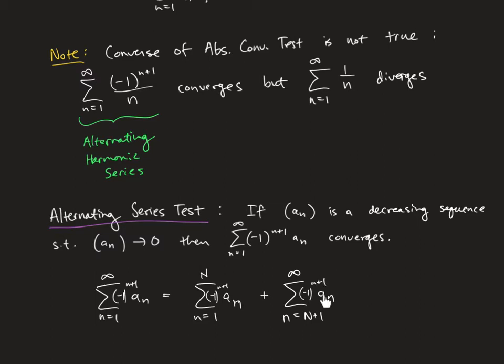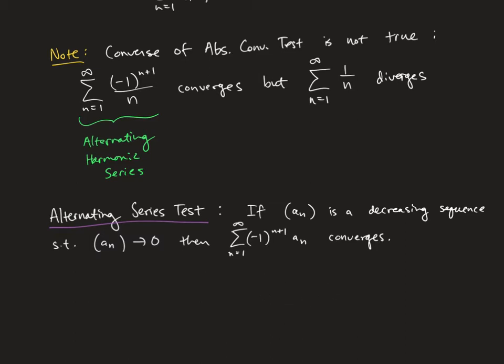So as long as the a_n's are decreasing from this point, we can apply the alternating series test to this series here, and then this converges, and this other part is just some finite number of terms. We can always sum that up. So we could apply the alternating series test somewhat more broadly, as long as the sequence of terms is eventually decreasing and going to zero. But anyway, let's take a look at a proof of this.